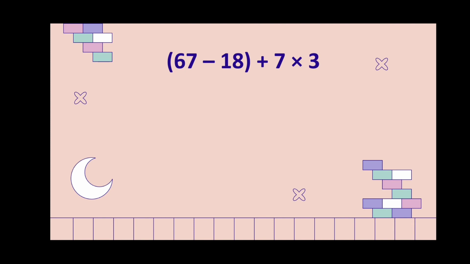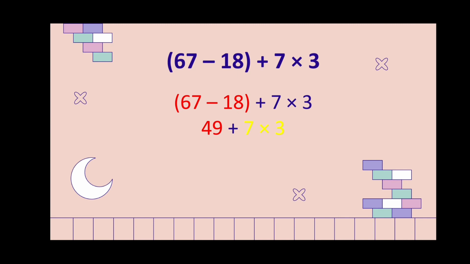Next example is open parenthesis 67 minus 18 close plus 7 times 3. Okay, so the first thing that we need to do is we need to solve the operation inside the parenthesis first, which is 67 minus 18. 67 minus 18 equals... Okay, so it's 49. Very good. Now, kinopy lang natin yung plus 7 times 3 since hindi pa natin siya ginagalaw kanina.